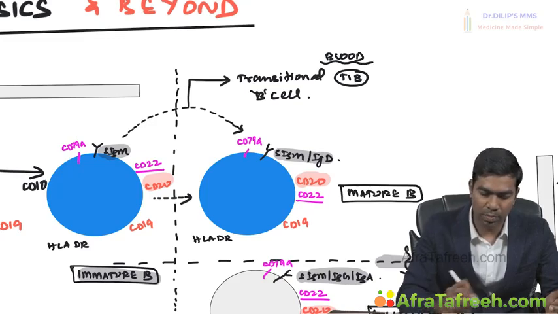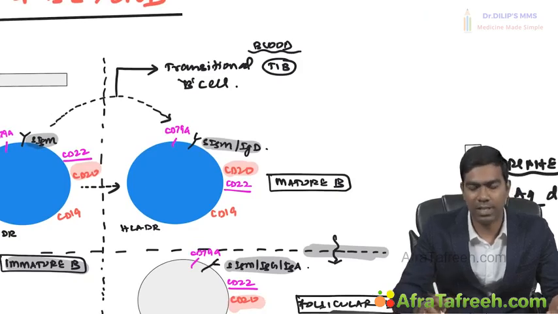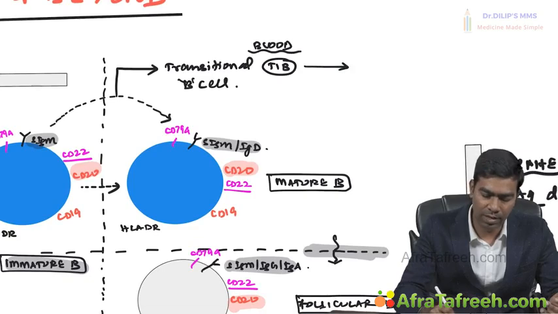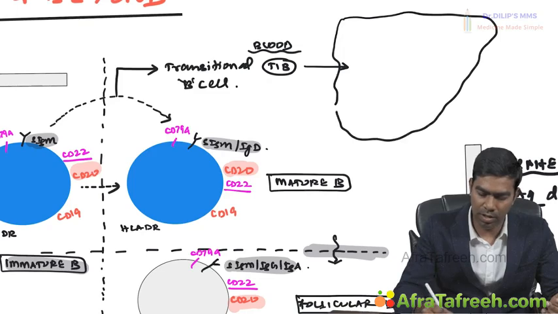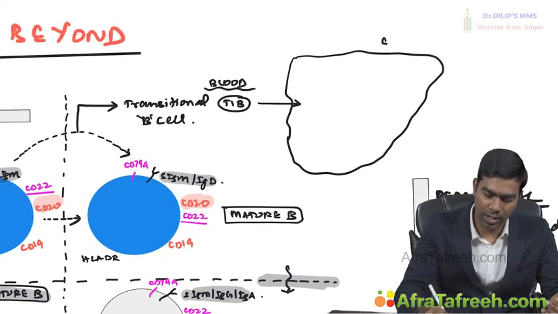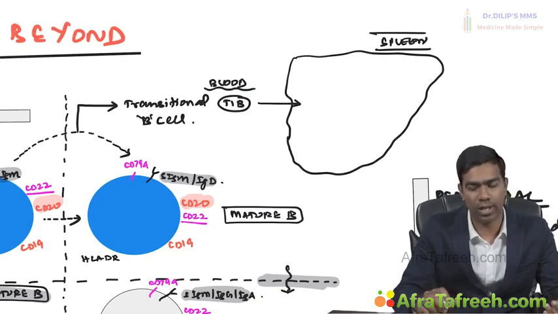In the blood, it's going to become a T1 B cell. And this T1 B cell in the blood is going to enter a very important organ. I can draw the spleen. So the T1 B cells are going to enter the spleen.